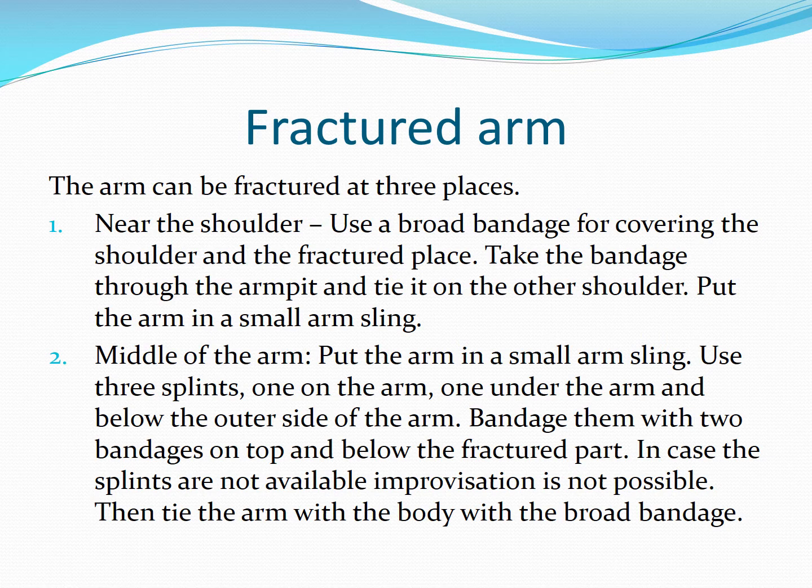Use 3 splints, one on the arm, one under the arm and one on the outer side of the arm. Bandage them with two bandages on top and below the fractured part. In case the splints are not available, improvisation is possible. Then tie the arm to the body with the broad bandage.